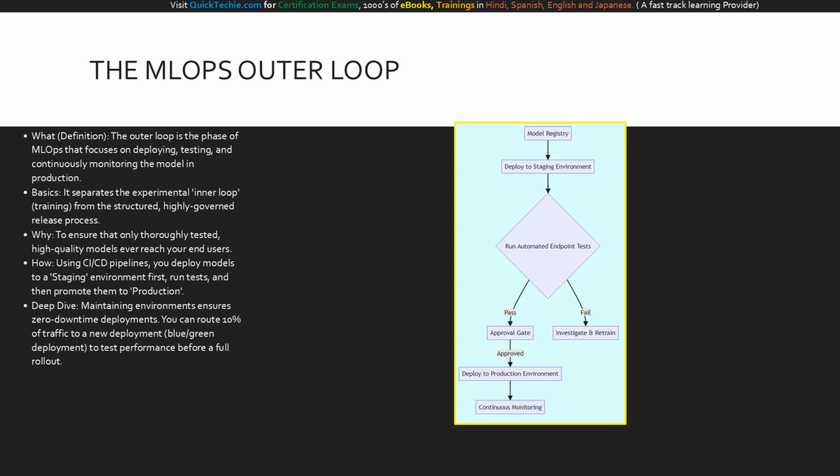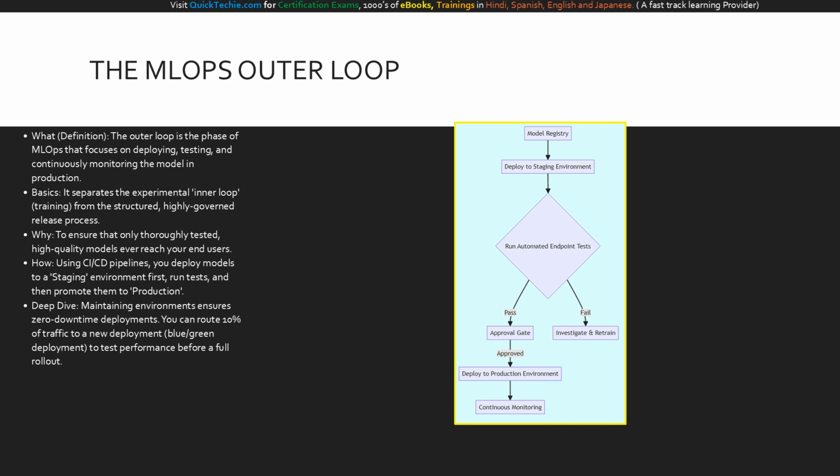To test endpoints safely, we must understand the MLOps outer loop. What is it? The outer loop encompasses the packaging, deployment, testing, and monitoring of your model. The basics require us to completely separate the inner loop where data scientists experiment from this highly governed release phase. Why is this separation mandatory? Because pushing an experimental, untested model directly to your customers is a recipe for disaster.